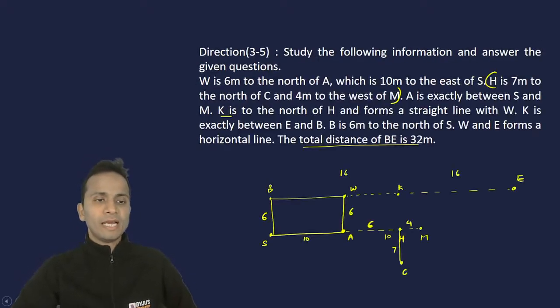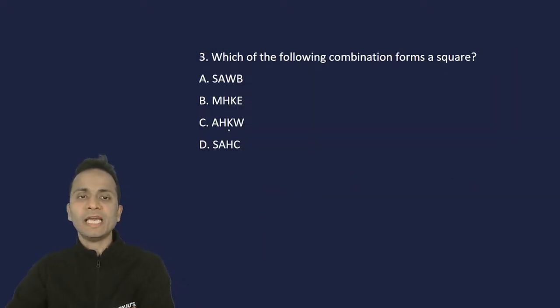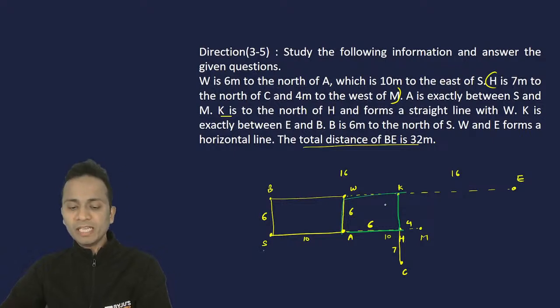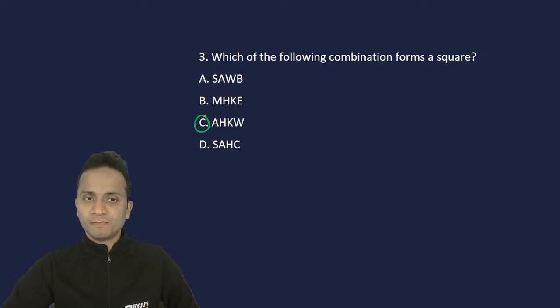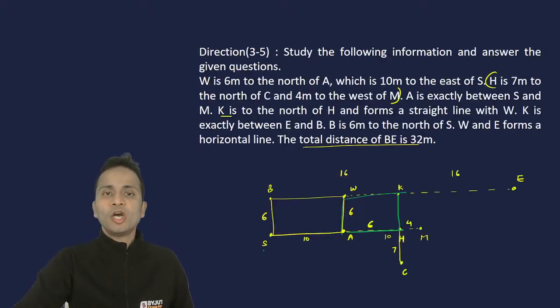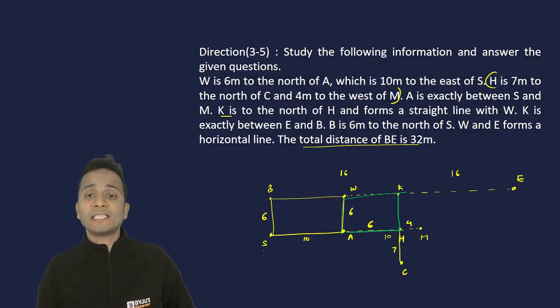SAWB is forming a rectangle, not a square. Option C, let's check. AHKW is forming a square of side 6. So I believe option C should be the correct answer. Do you all agree with me? Those who have given option A as the answer, option C seems to be a square. Option A, SAWB, is not a square, it's a rectangle. Am I clear?